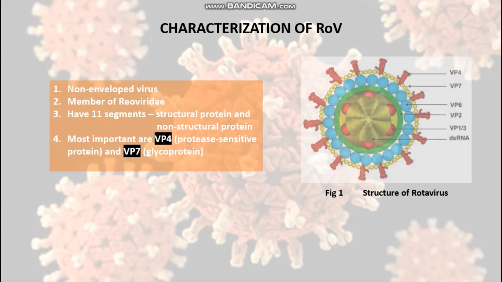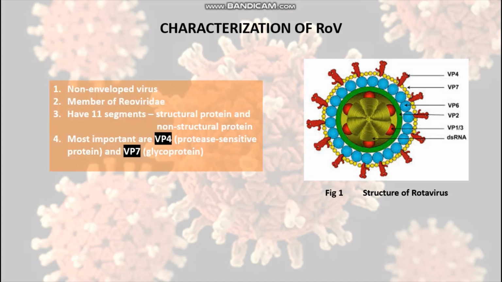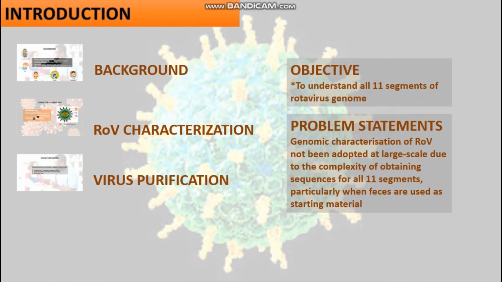This is the structure of rotavirus and this is their characteristic. Basically, rotavirus is a non-enveloped virus and it has 11 segments of RNA. The most dominant proteins are VP4 and VP7.